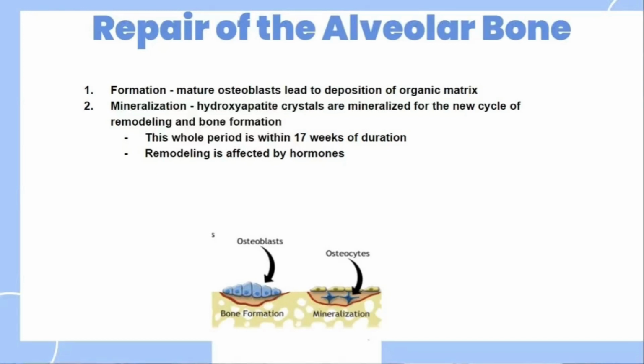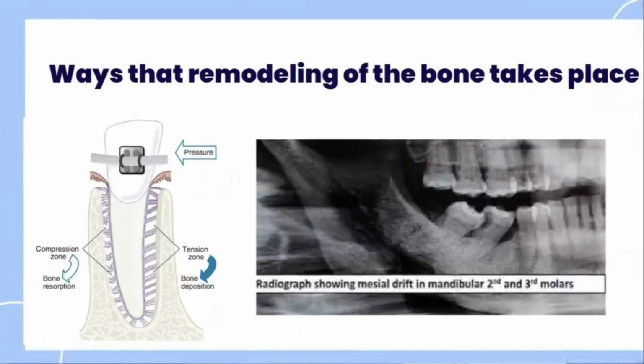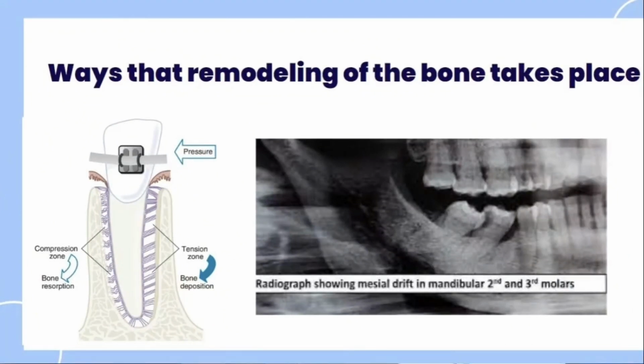And then the final stage is when there is mineralization. So hydroxyapatite crystals are mineralized for the new cycle of remodeling and bone formation. I just want to mention that this entire process is done within the period of 17 weeks of duration, and remodeling of the bone is affected by hormones as well as age. So the older we get, the slower this process becomes.